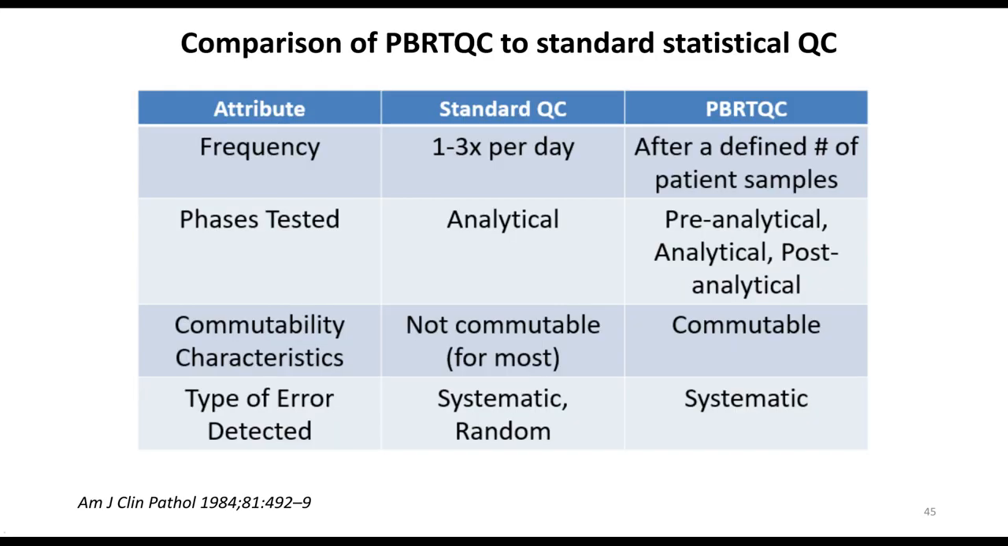So this table shows a comparison of use of patient-based real-time QC to standard statistical QC. So in terms of frequency, we typically run standard QC maybe 1 to 3 times per day. But for patient-based real-time QC monitoring, we run the program or evaluate the metrics after a defined number of patient samples, like every 40 patient samples. So this can pick up problems much more quickly than routine QC.